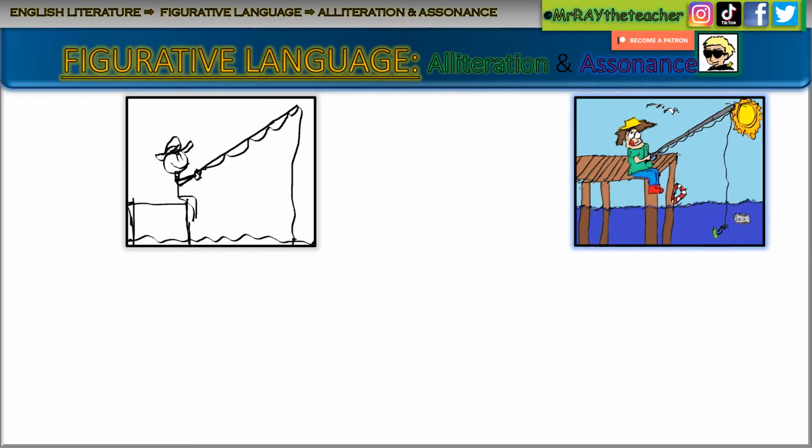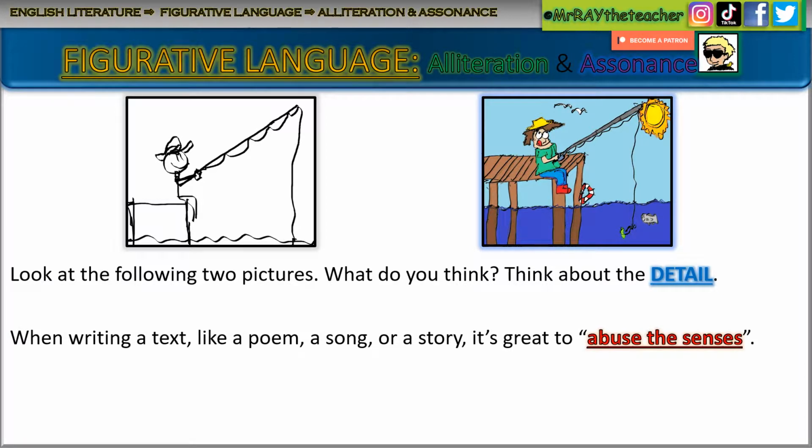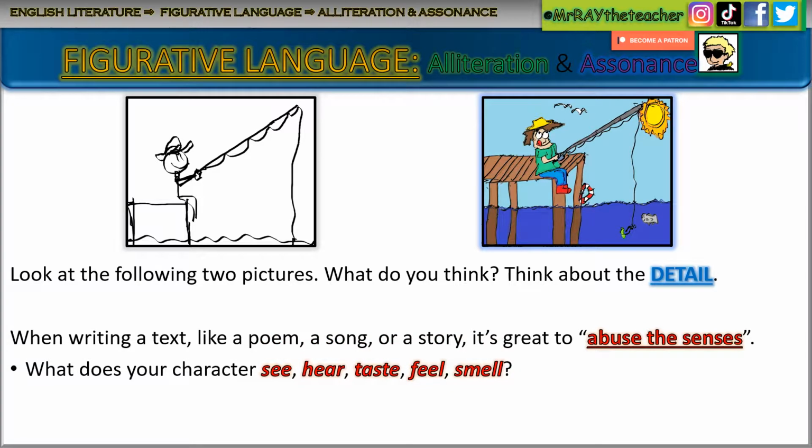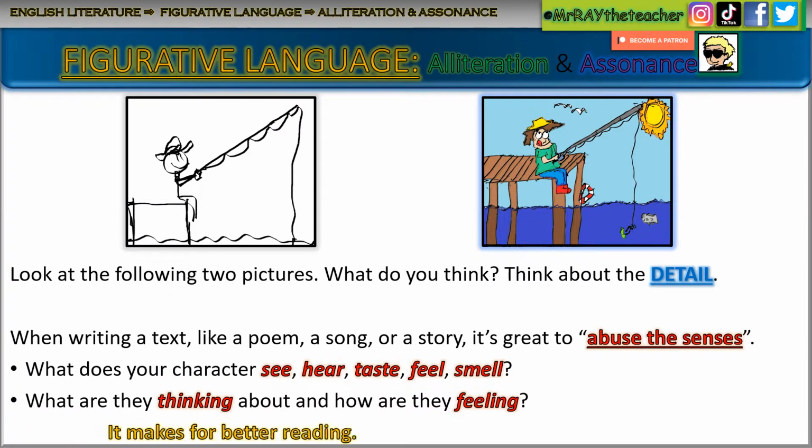So here we go. Starting off, figurative language, alliteration, assonance. Look at the following two pictures. What do you think? Think about the detail. So compare the one to the left and the right. When writing a text, like a poem, a song, or a story, it's great to abuse the senses. What does your character see, hear, taste, feel, or smell? What are they thinking about? How are they feeling?